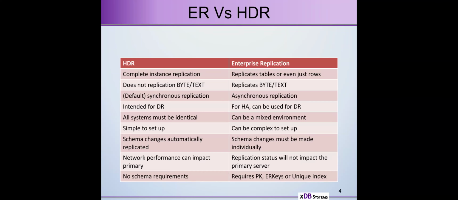It will let you replicate byte or text, so you can get that data over. So if you're running with the dumb blobs, this is a way to replicate the data. It is not necessarily real time. So you do not have the problem with HDR where if the secondary is slow, backed up, bad network, whatever, it's impacting the primary. Primary will queue up the data and send it when it can.